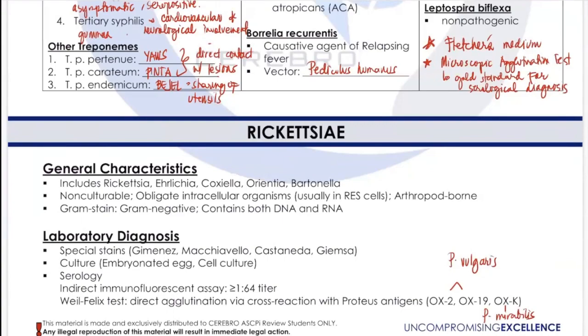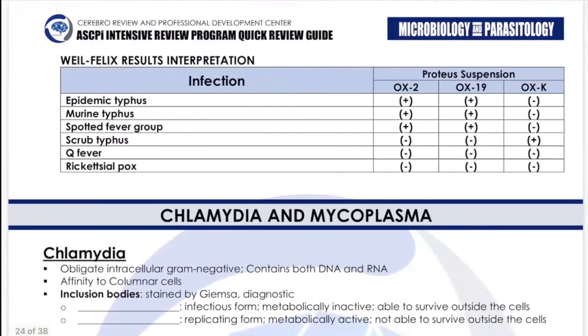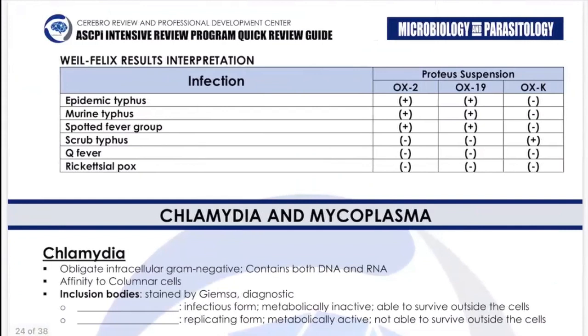Okay, so we have there the Weil-Felix result interpretation. So for epidemic typhus, it is positive for OX2 and OX19, however negative for OXK. Actually guys, makikita mo dito that the moment na you had a positive result for OX2 and 19, magne-negative ka talaga sa OXK. And vice versa, kung nag-positive ka sa OXK, negative ka sa 2 and 19. However, meron din tayong mga rickettsial species that do not cross-react, such as the Q fever and the rickettsial pox.